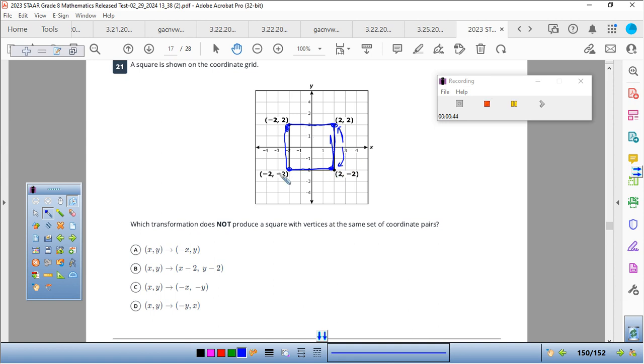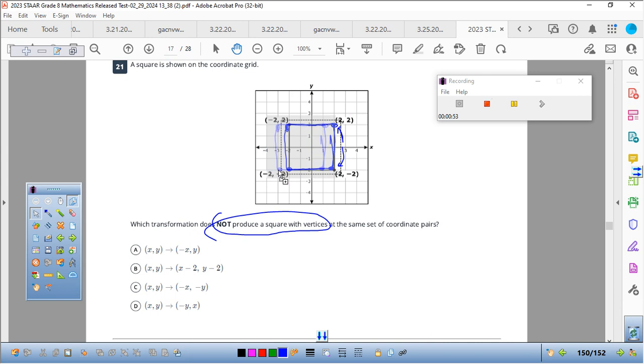Basically, the way it would not wind up on the same vertices is if you move it to the left or right, just move it. And what this one says right here is move it to the left and move it 2 down. So the vertices are totally different, unique ones. So that's the answer for that one.